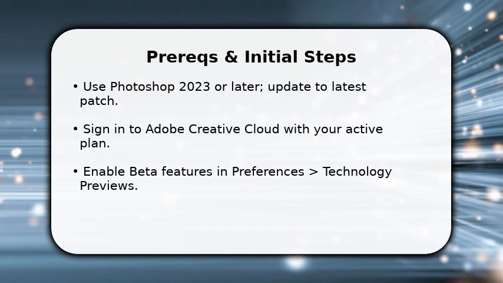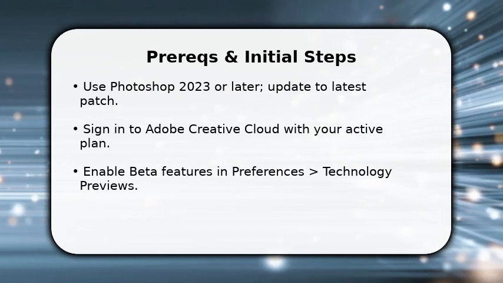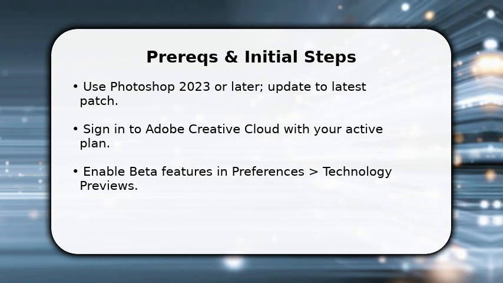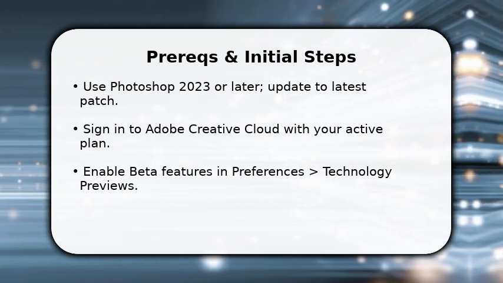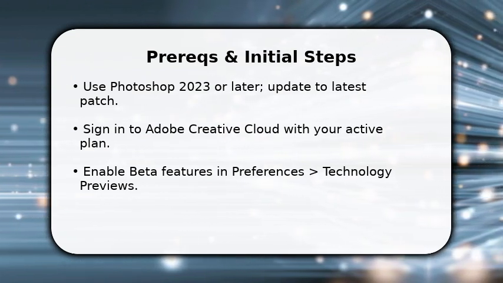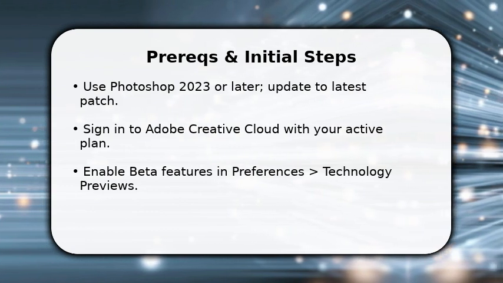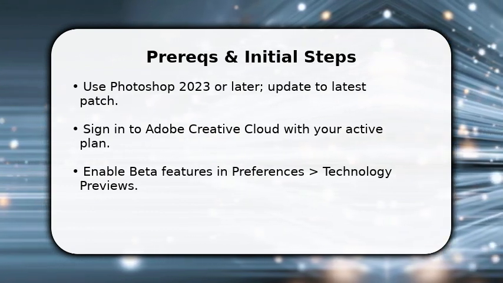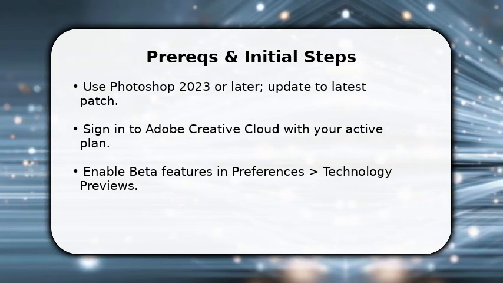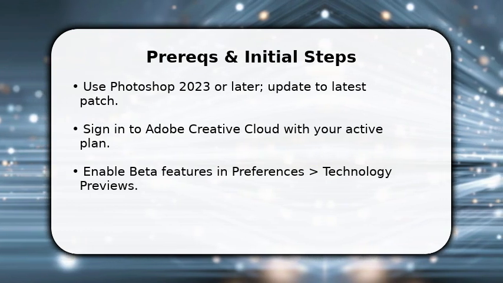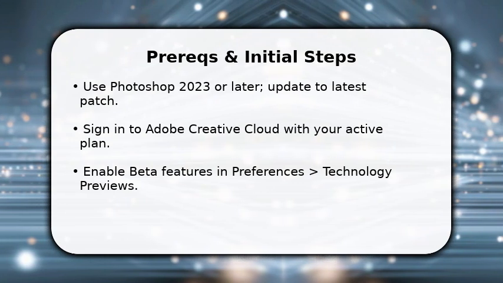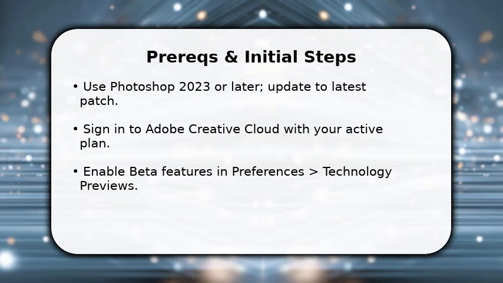You'll start by confirming a few essentials so the AI tool can run reliably. First, make sure you're on Photoshop 2023 Plus and installed the latest update. This provides required APIs. Once done, sign into Adobe Creative Cloud with the account tied to your plan. Next, open Photoshop Preferences and go to Technology Previews or Beta Features and toggle AI-related options on. Doing this unlocks hidden modules. It's the quickest way to prepare the app for the next configuration steps.